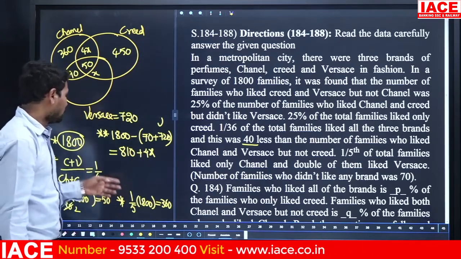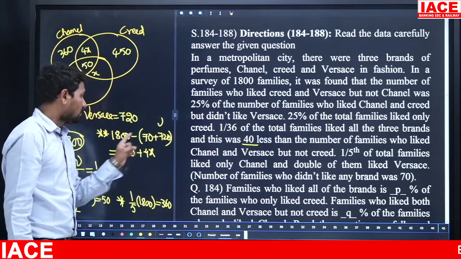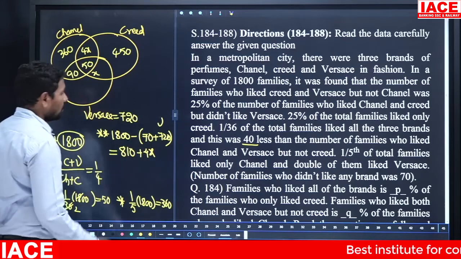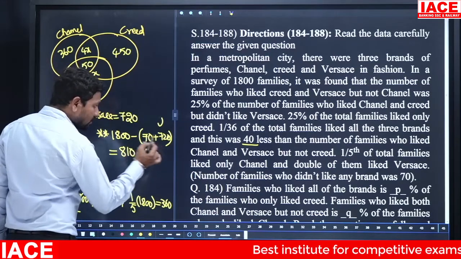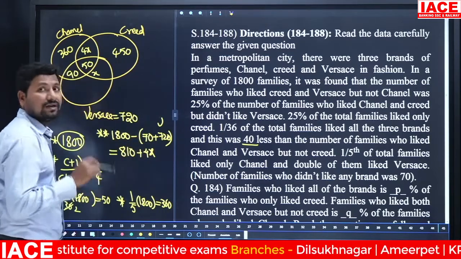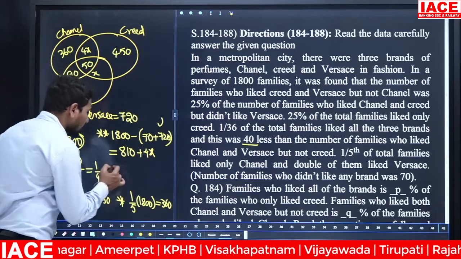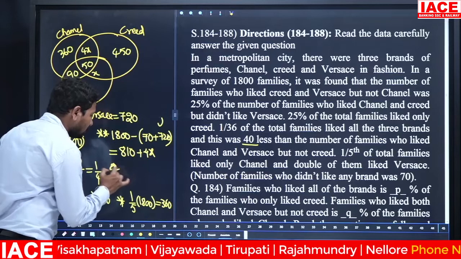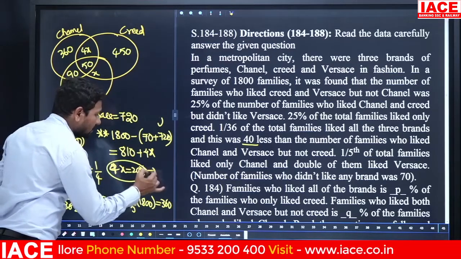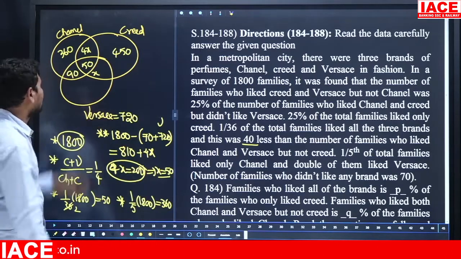And similarly remove the values. 800 will be removed, you will get 1000 minus 790, it is equal to 2, otherwise 720 plus 70, 790. 790 is removing from 1800, you will get 1010. From this you will get 4x is equal to 200. We can write from this x is equal to 50. Once you know the x value, you can fill the remaining values.